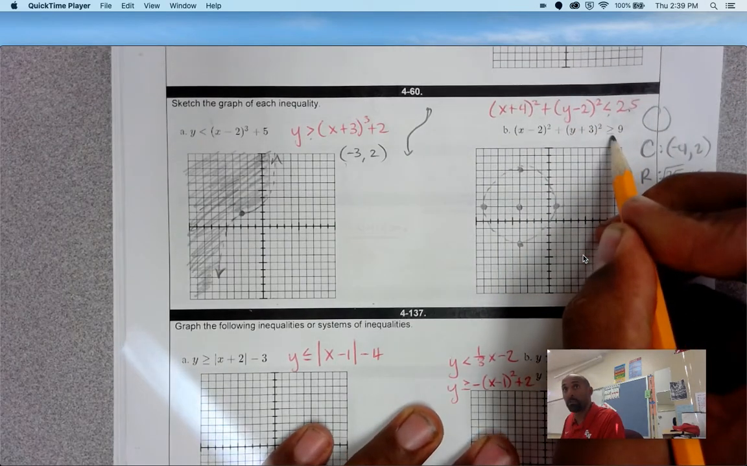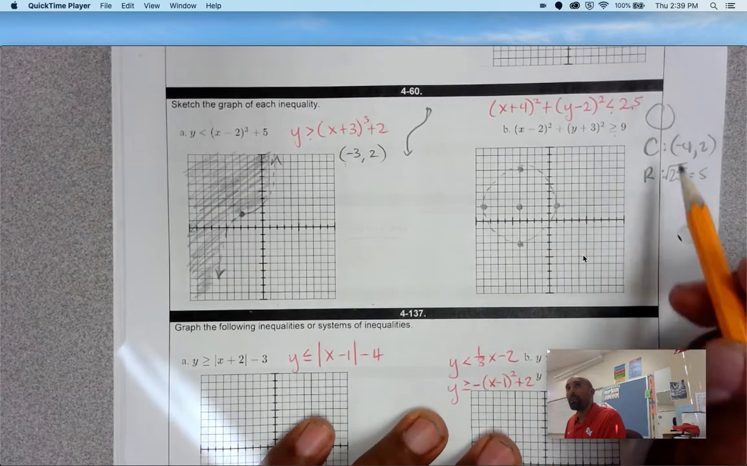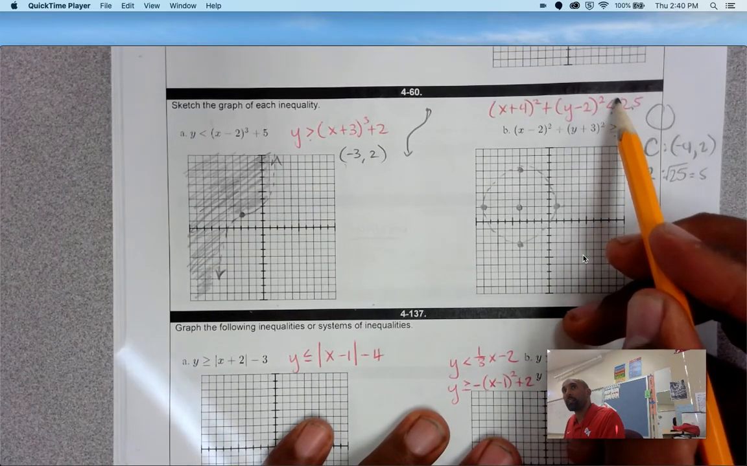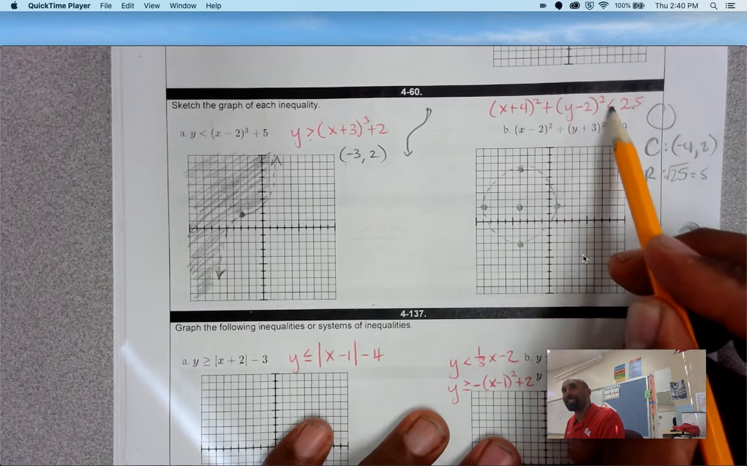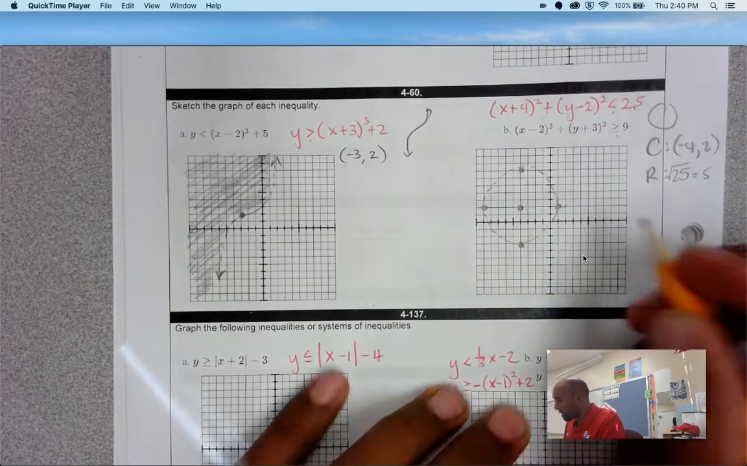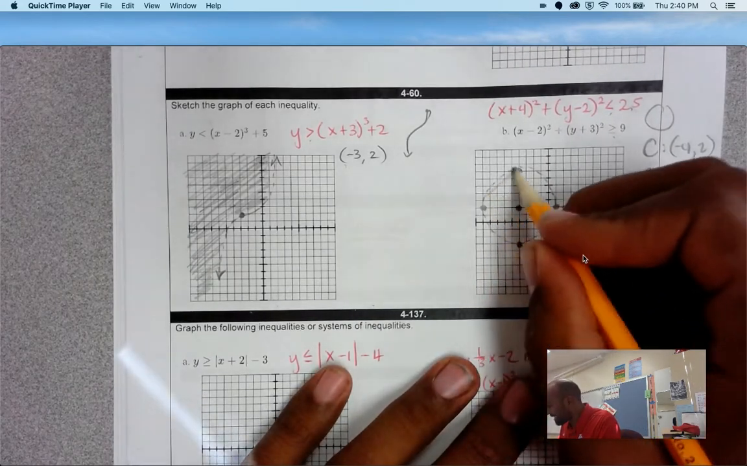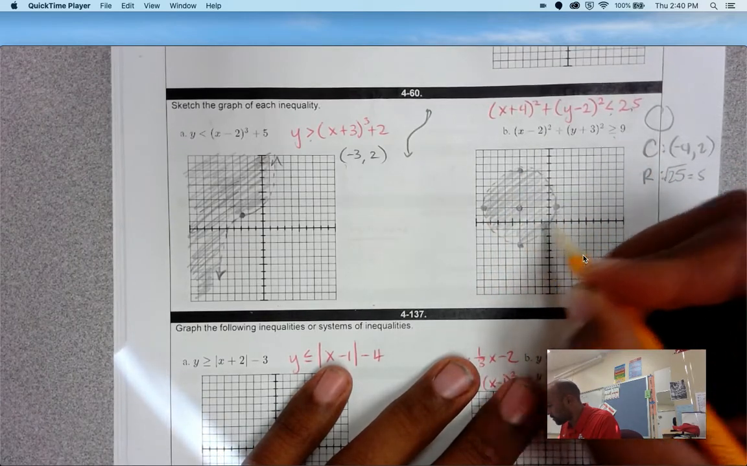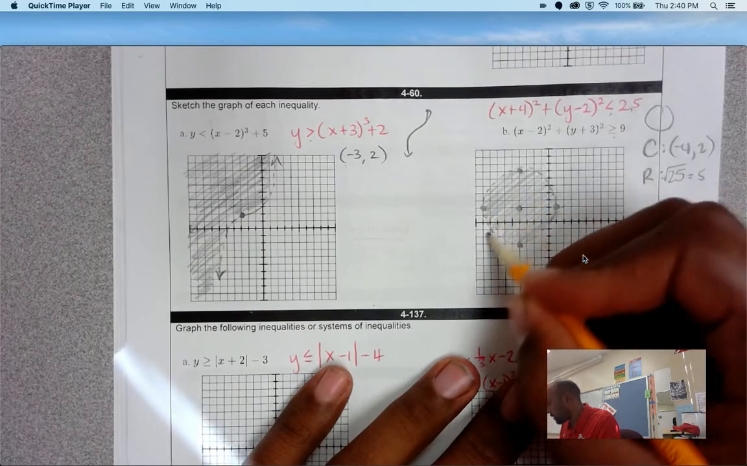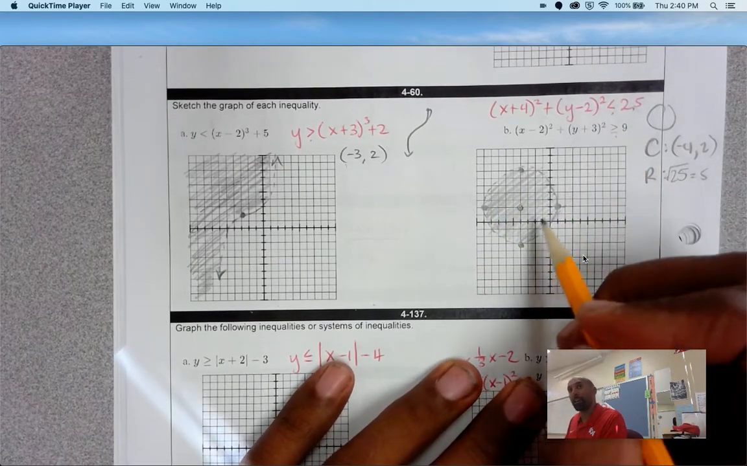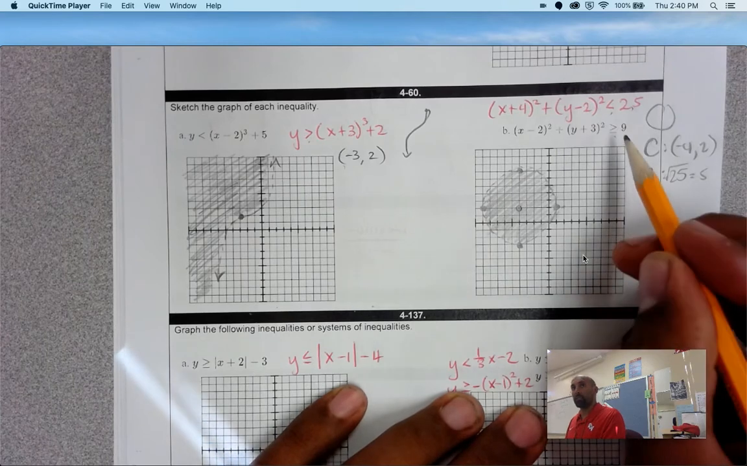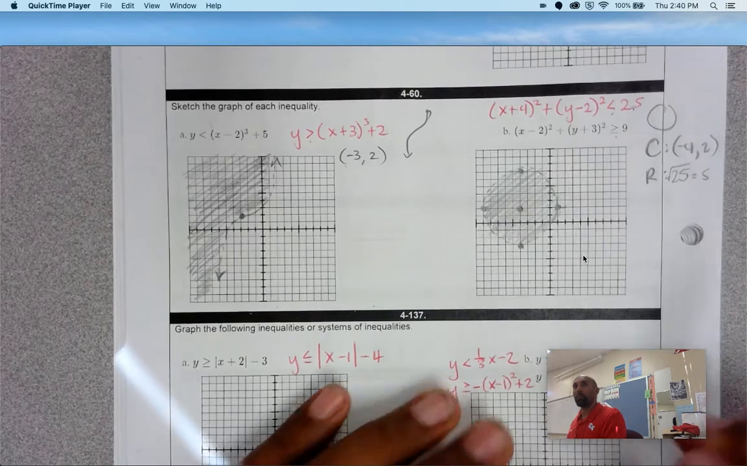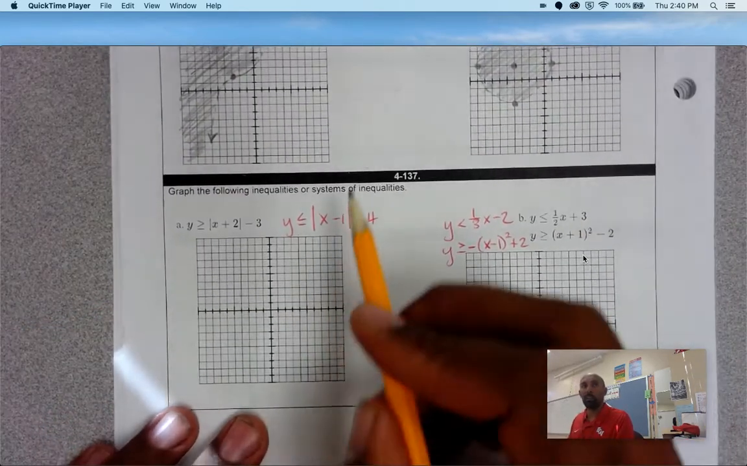Notice that yours is equal to, so yours is going to be different. Now, if you see that this whole part is less than, then that means we are going to shade inside the circle. If this were the other way, that means we would shade outside the circle. So this one, since it shows that it is greater than, it will be outside the circle. That's kind of the quick way of doing that.